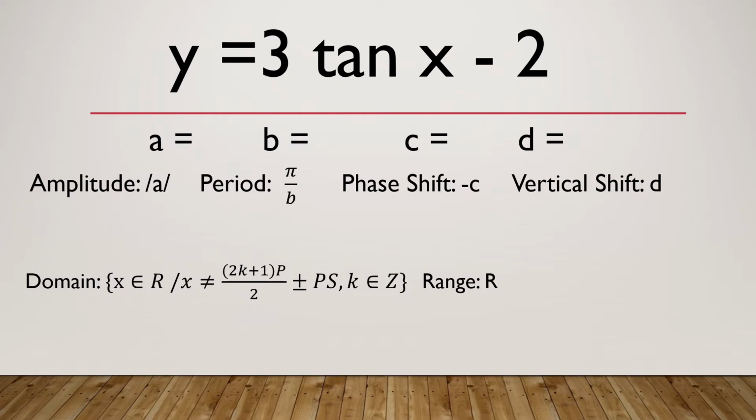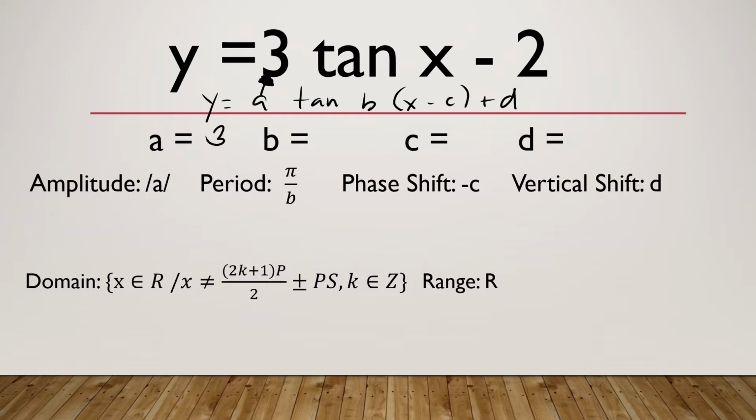Again, let's check first if it is in its standard form. y is equal to a tangent b quantity x minus c plus d. So as you can see, this is in its standard form. So let's now identify the values. For a, I'm going to draw an arrow so that you can see where a is. So a is equal to 3.